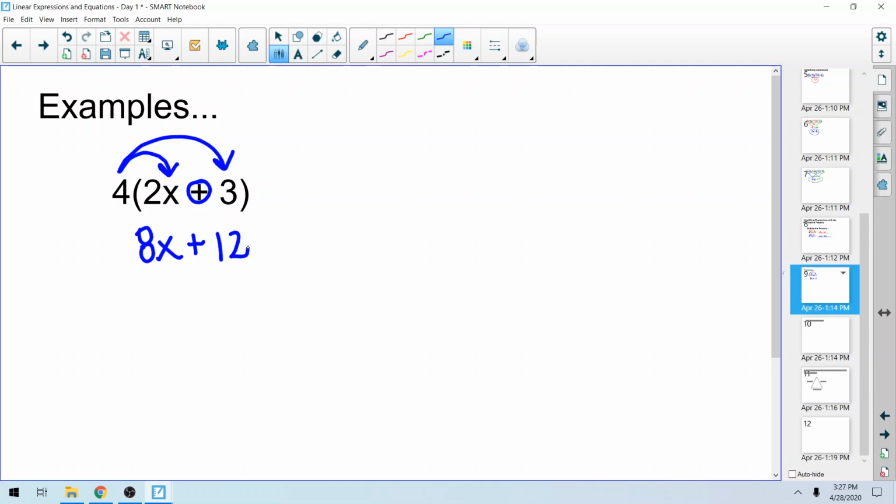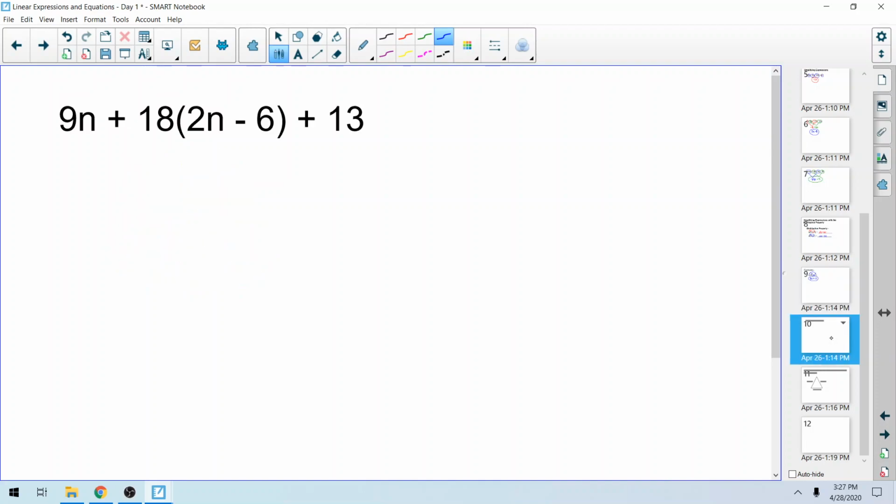Then I'm going to look at that and I'm going to say, can you combine an 8x with a 12? The answer to that is no, because they're not like terms. And that's your answer. Next one.